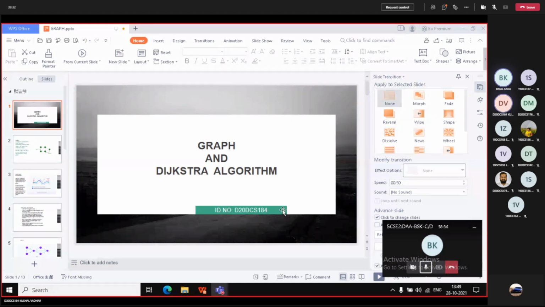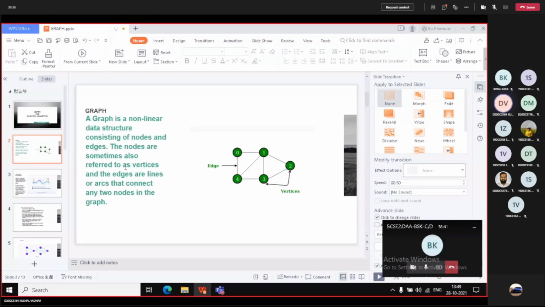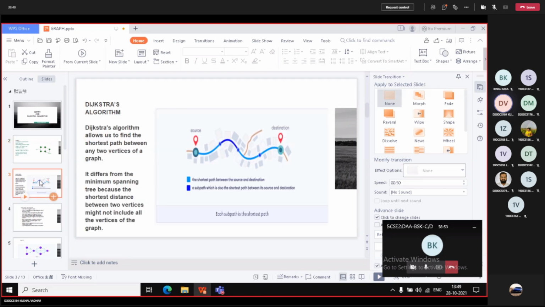Today we are going to see graph and discrete algorithm, ID number D184. And what is a graph? A graph is a non-linear data set consisting of nodes and edges. The nodes are sometimes also referred to as vertices, and edges are lines or arcs that connect any two nodes in the graph. There are two types of graph: undirected graph and directed graph. The undirected graph has edges that do not have direction. Directed graph has edges with direction.